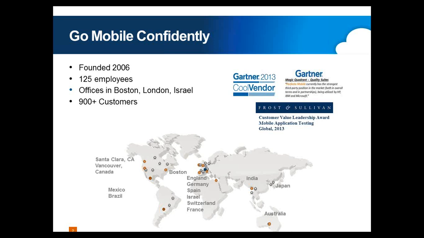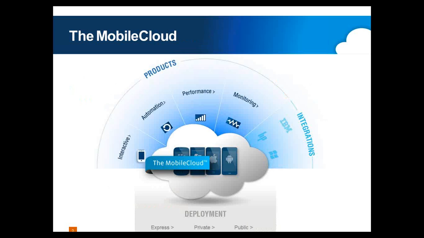For those of you who are not familiar, Perfecto Mobile is a company which was founded in 2006, currently has more than 120 employees with offices in Boston, London and Israel. We are currently serving more than 900 customers worldwide. We have been nominated by Gartner as a cool vendor for 2013, and what we are actually providing the industry is a platform called the Mobile Cloud. The Mobile Cloud enables mobile application developers and testers to test their mobile applications from all over the world and also within the local LAN. We provide a full suite of products for manual testing, which is the Mobile Cloud Interactive, for automation, which is the Mobile Cloud Automation, and performance and monitoring, with a full set of integrations to leading ALM and open source tools, as you will hear today, such as Eclipse and Selenium, but there are many more coming in.